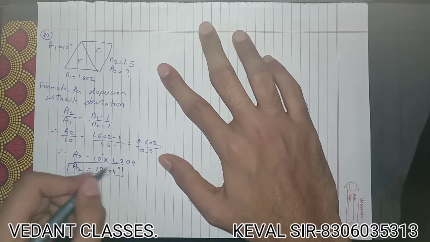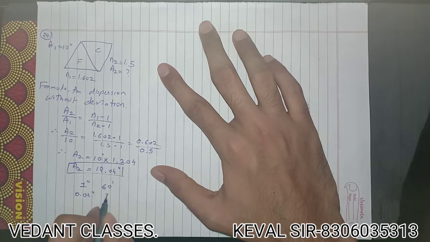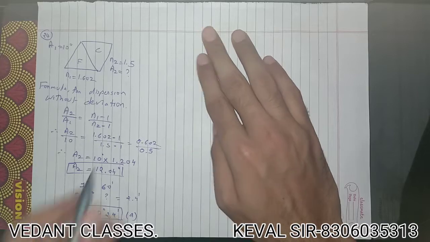Now we need to convert according to the options. See, 1 degree is equal to 60 minutes. So 0.04 degree will be equal to how much? Clearly it will be equal to 2.4 minutes. So the value of A2 will be 12 degrees and 2.4 minutes. So option A is the correct one in this case.